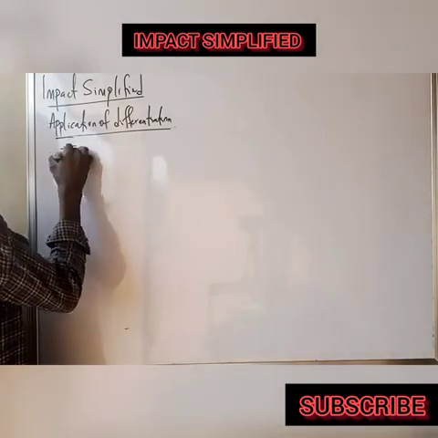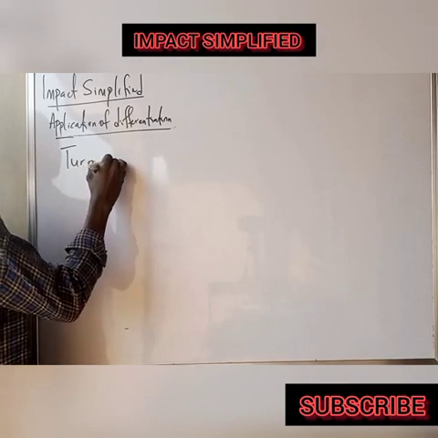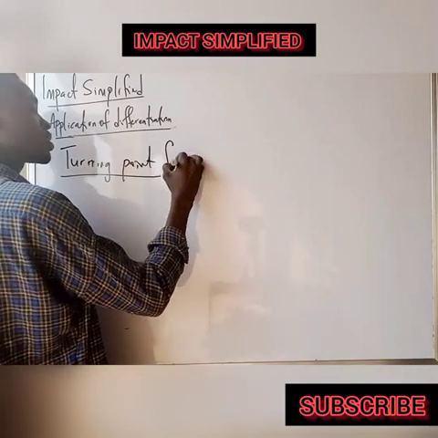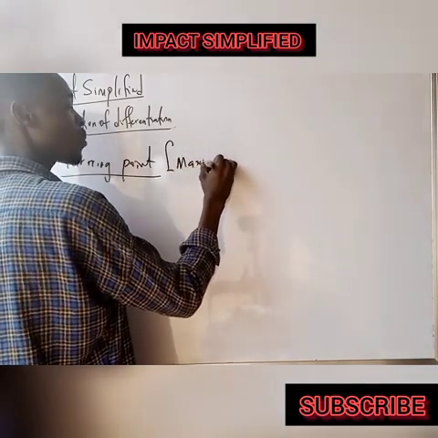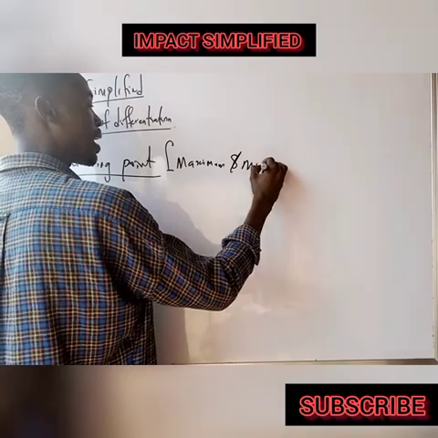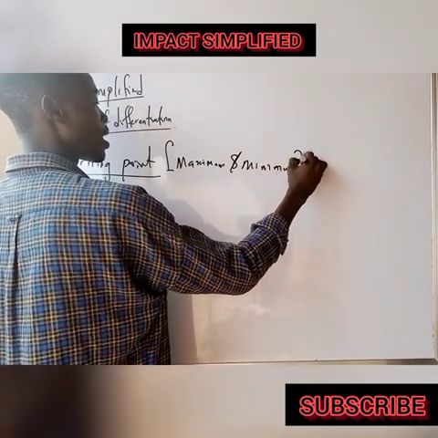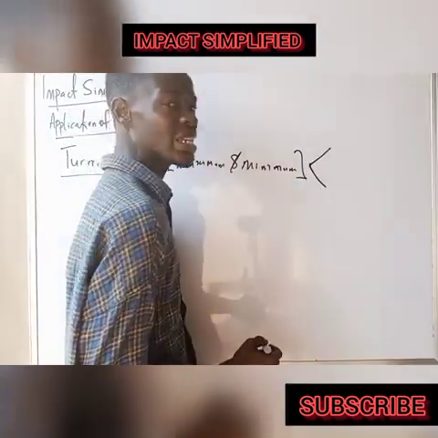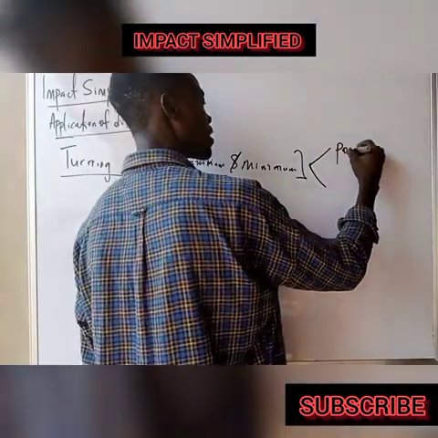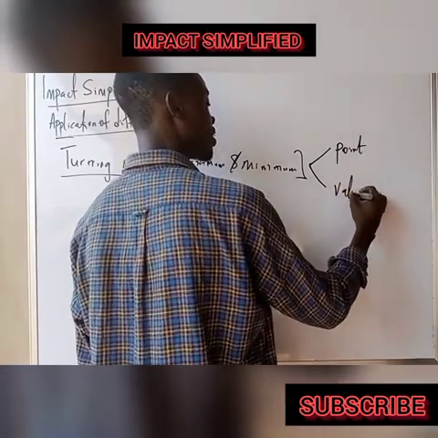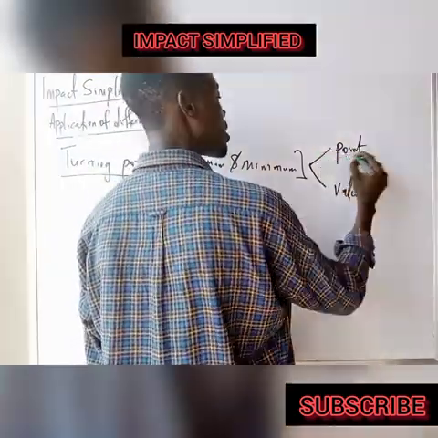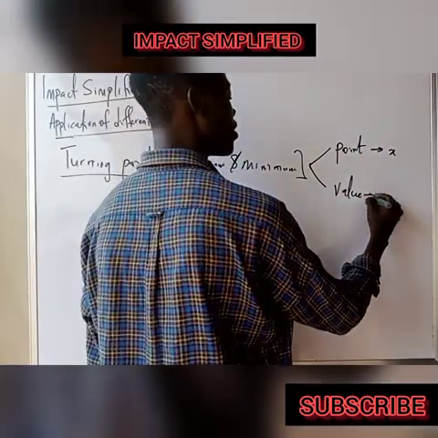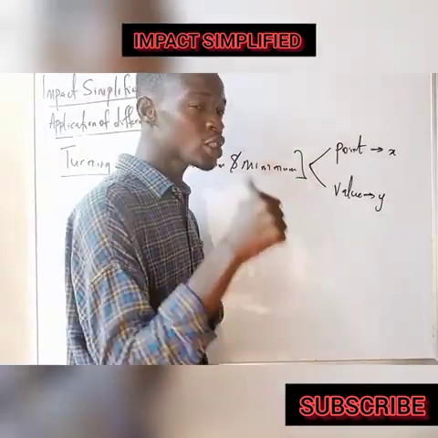And without wasting time, let us look at the next one, and that is talking of the turning point. Now when we are talking of turning point, what is the meaning of turning point? Turning point simply means the maximum and the minimum. And under turning point, the maximum and the minimum can also be divided into 2. We have what we term as point, and we have what we term as value. Please note that when we are talking of point, point is the nature of x. And when we are talking of value, value is the nature of y.